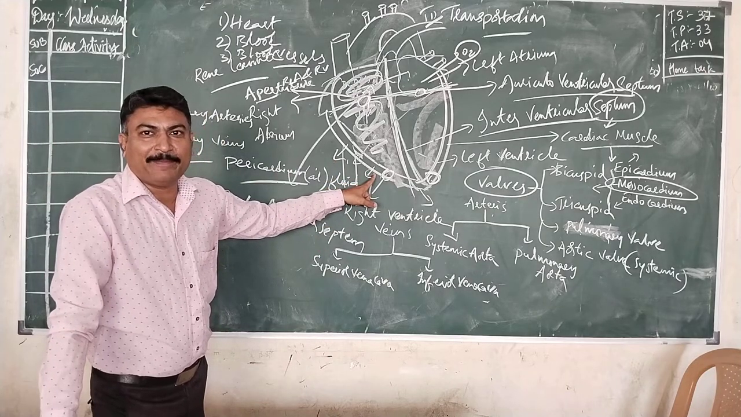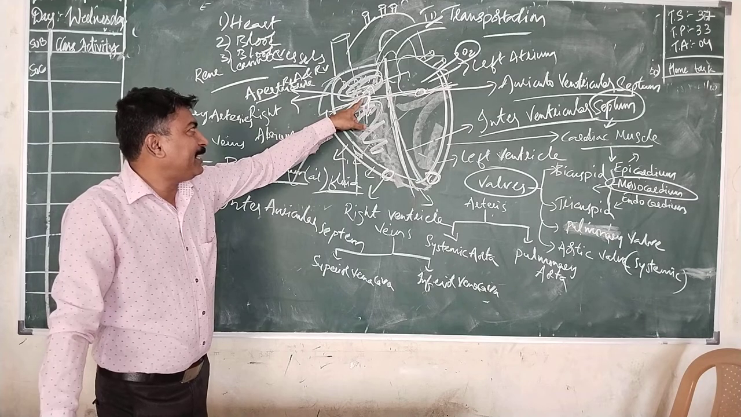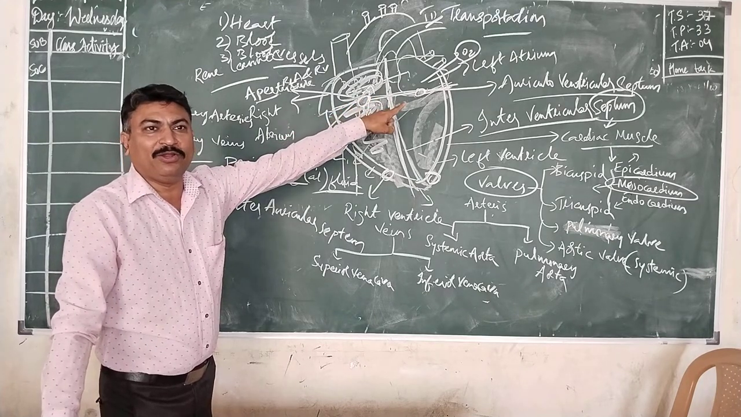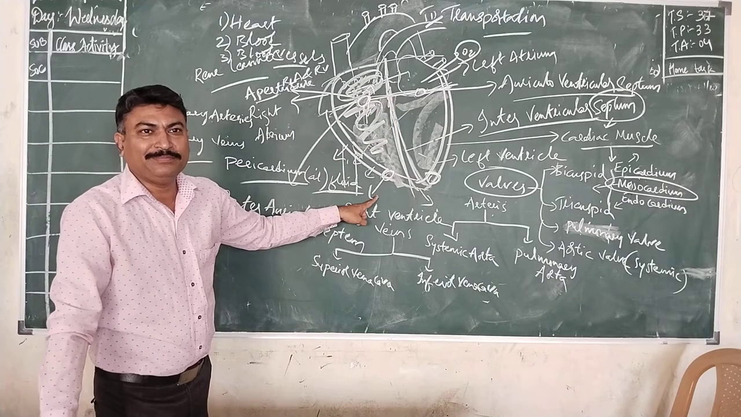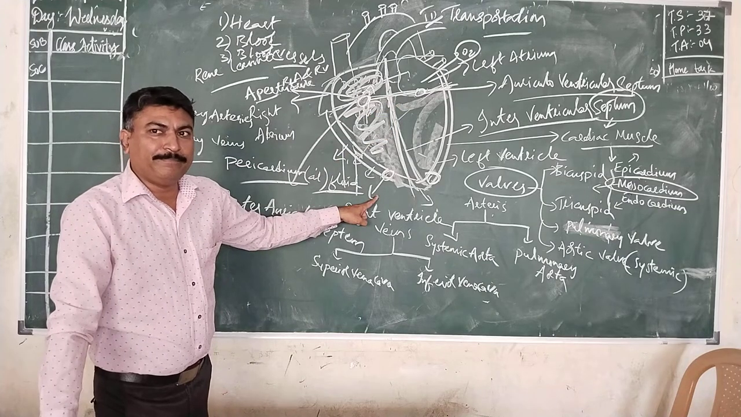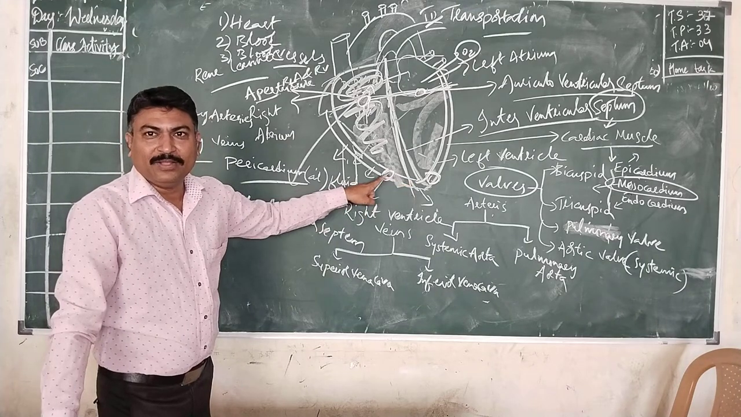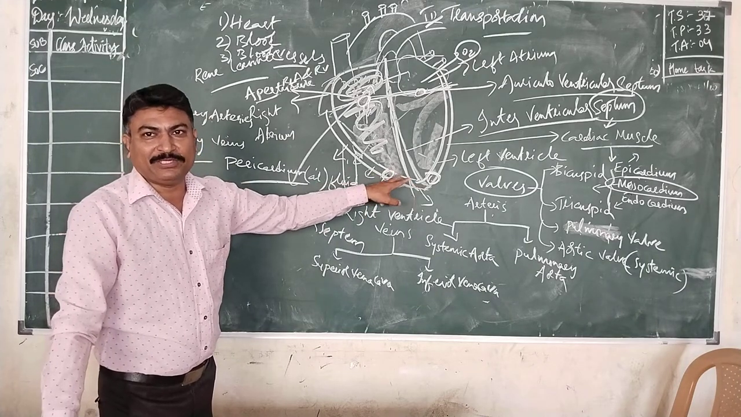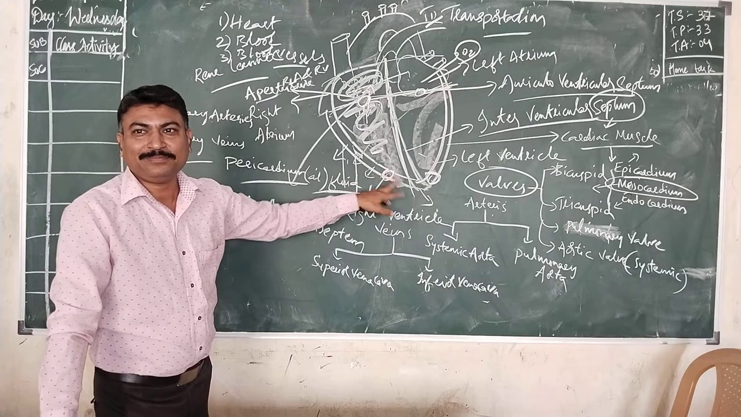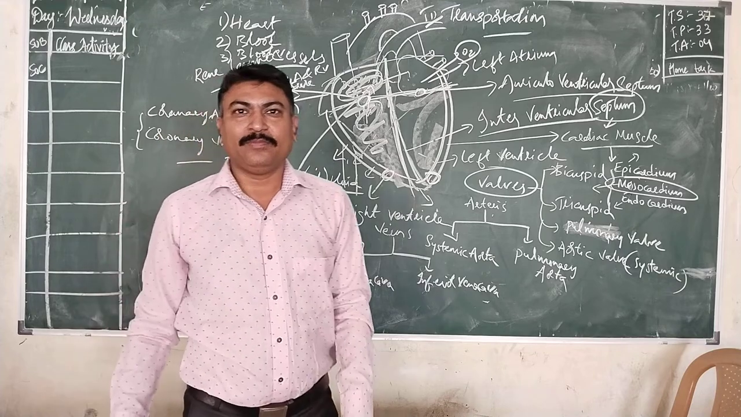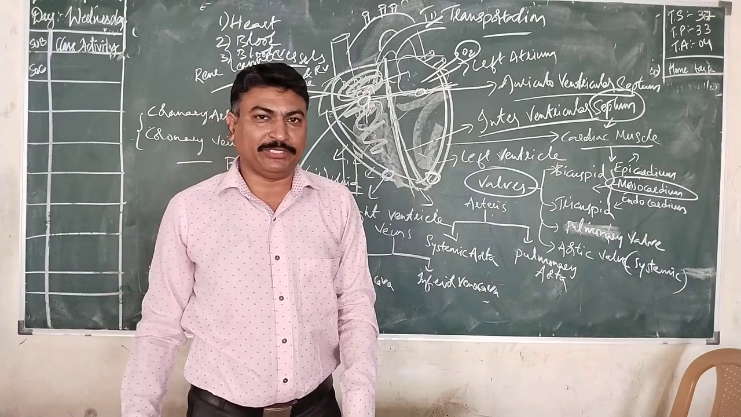The aperture present between the right auricle and ventricle is called the right auriculoventricular aperture. Left auricle and ventricle, left auriculoventricular aperture. Here? Right ventricular aperture, left ventricular aperture, which are also called pulmonary and systemic. Pulmonary aperture and systemic aperture.